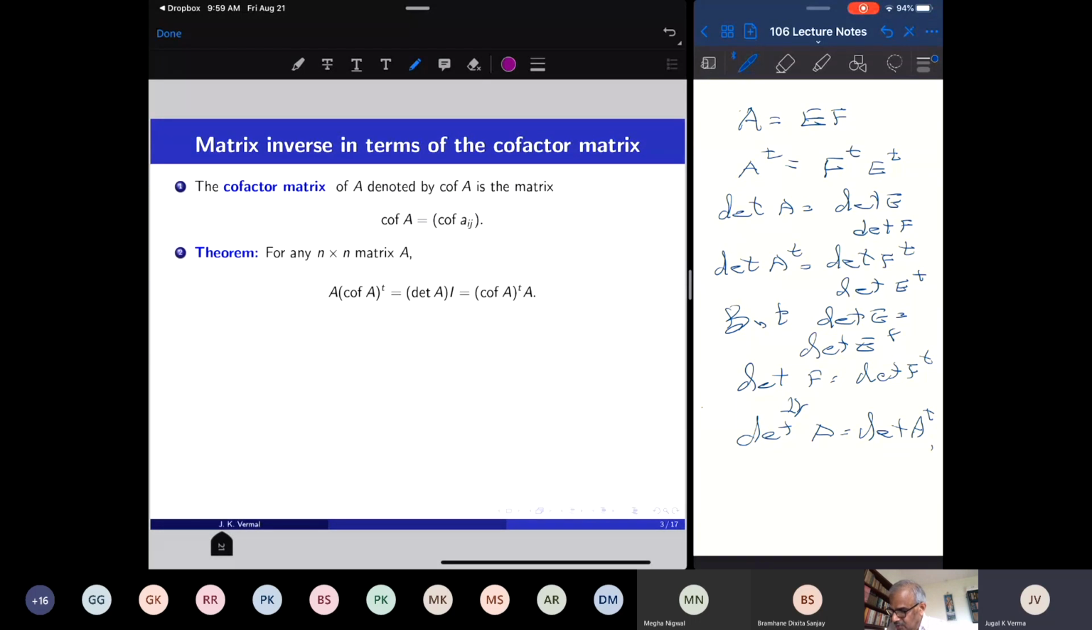Then we have the following formula: A times the transpose of the cofactor matrix is equal to an n by n scalar matrix, where all diagonal entries are the determinant of A. That is also equal to the transpose of the cofactor matrix times A. So once you have this formula, I construct A, I construct the cofactor matrix, multiply them, and I get the determinant, because the determinant is sitting on the scalar matrix whose every diagonal entry is the determinant.